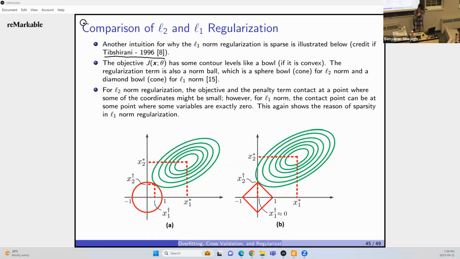What is that? It says consider figure A and figure B. This is the unit ball for the L2 norm. If you don't know what a unit ball is, don't worry. It means wherever the norm is 1 and less than 1.